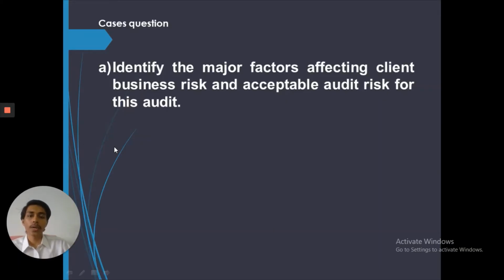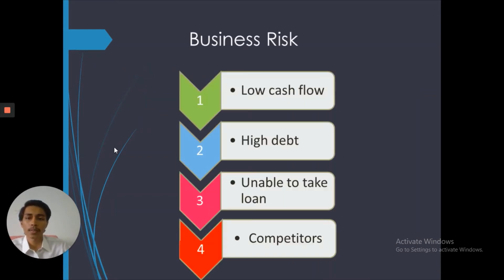We try to find major factors affecting the client's business risk, and also we try to find our audit risk. Firstly, I am going to talk about the business risk of this business. Firstly, they do not have enough cash right now, so it's quite hard for them to maintain cash related activities. Secondly, high debt. They borrowed money from two banks and they weren't able to pay their debt on time. Thirdly, unable to take a loan.